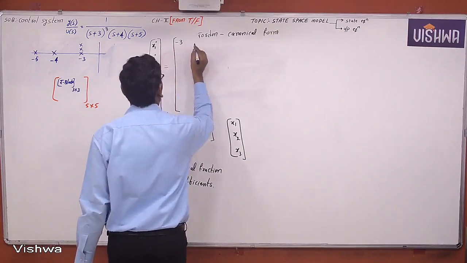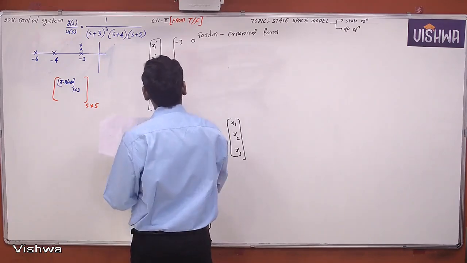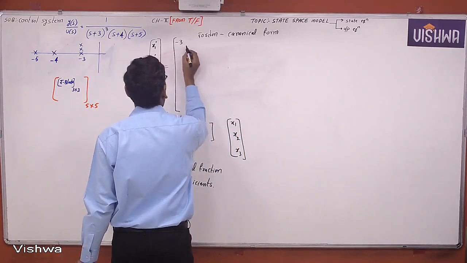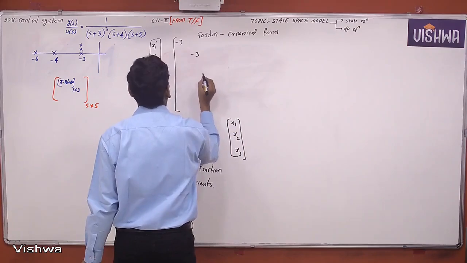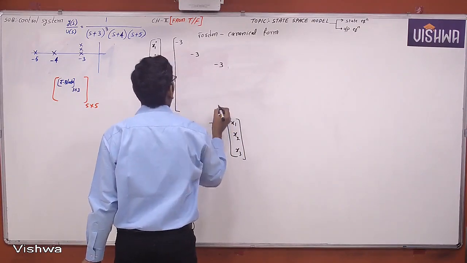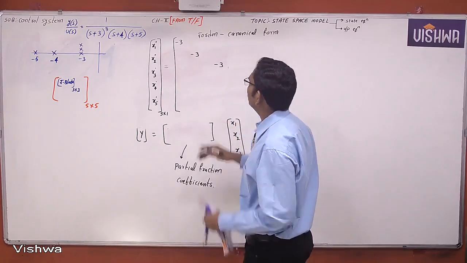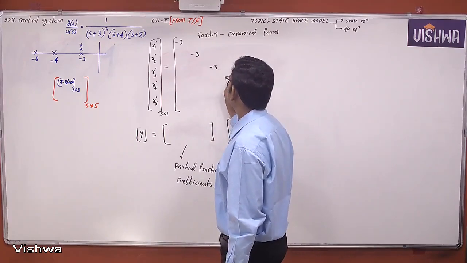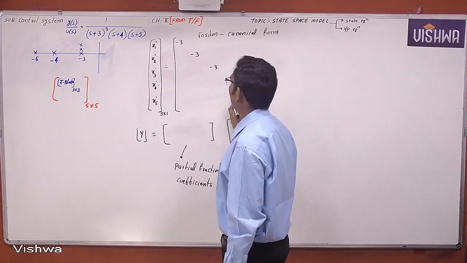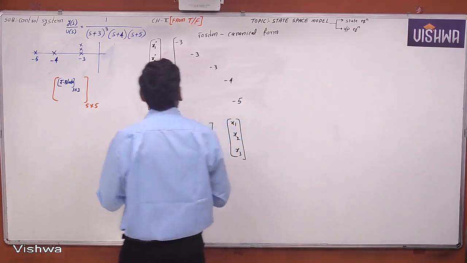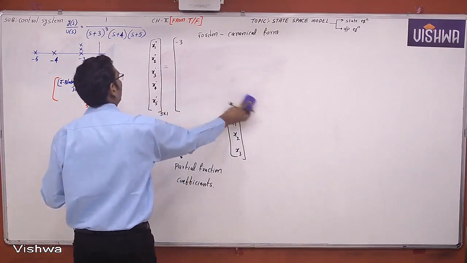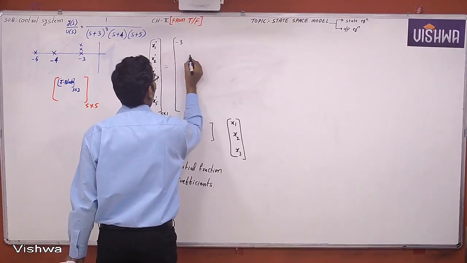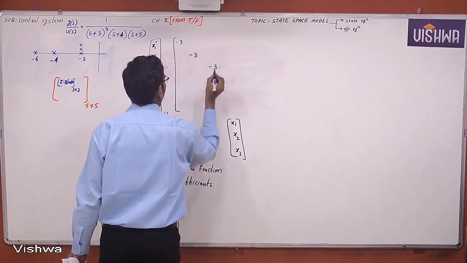Now first you write the elements -3, -3, -3, -4 and -5. First you write the Jordan block such that it is easy for you. Now the Jordan block is nothing but 3 by 3 with diagonal -3.